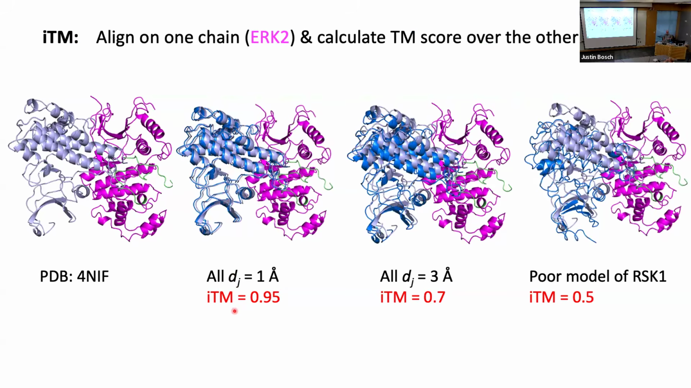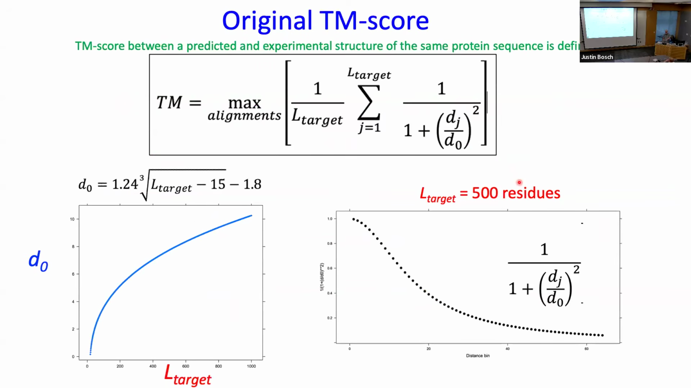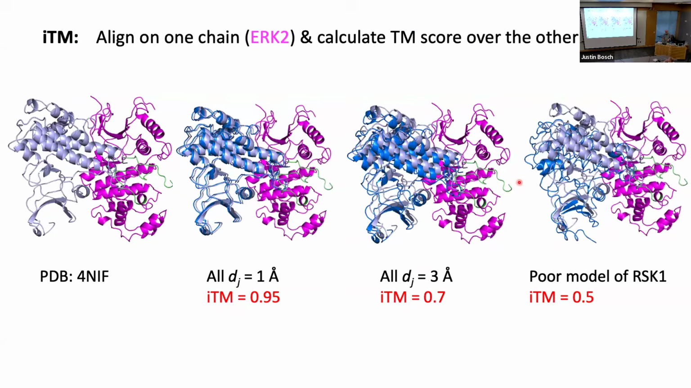If I do that, I'm going to call this an interface template modeling, ipTM, because later we're going to do ipTM. If I move them 3 angstroms, so if I have 1 angstrom, 0.95, move them by 3 angstroms, I get 0.7. If I use a very poor model where even the structure of RISC1 is very poor, an AlphaFold model that is not very good, the ipTM is 0.5. So again, we're aligning on one protein and evaluating all these distances and taking the average, doing it multiple times. Given the position of one partner, we're evaluating the other partner. And that's how ipTM is going to work when we get to it.